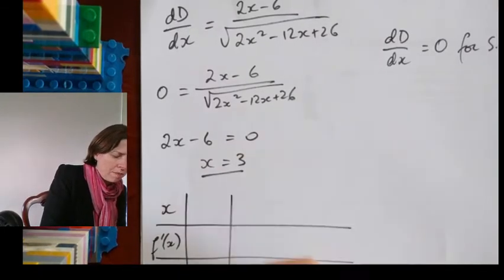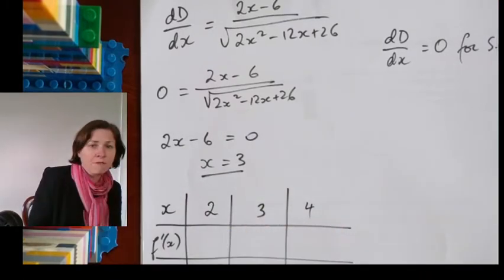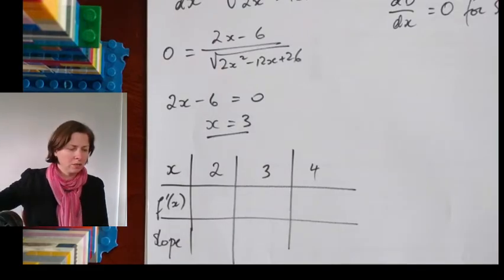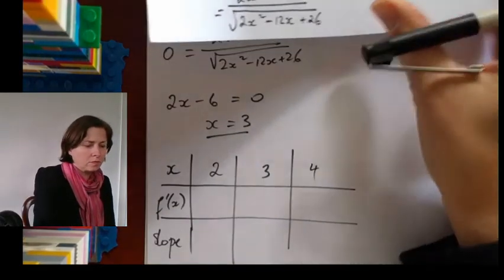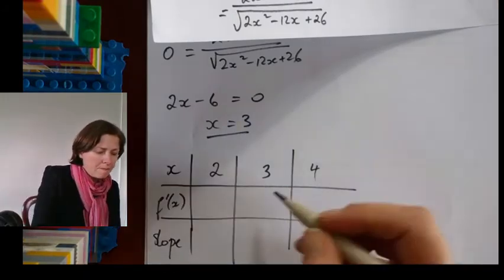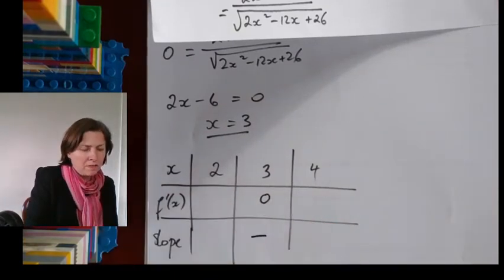I'm going to look at my point of 3. I'm going to look just to the right and just to the left of it. So when I put that back into my original equation, which is 2x squared minus 12x plus 26, my value of 3 is going to give me a derivative of 0.